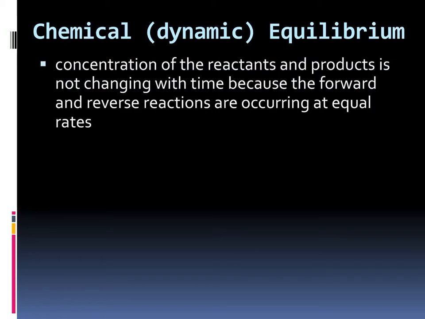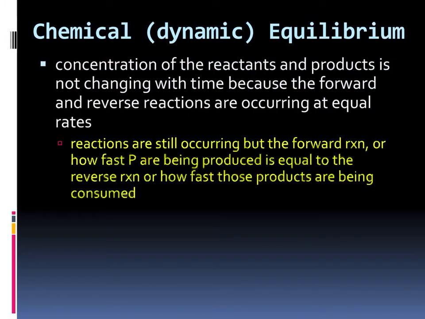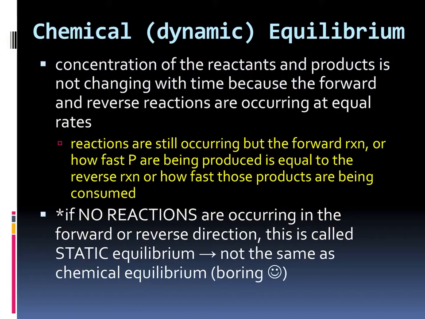Okay, so the overall concentration of reactants and products is not changing with time because the forward and reverse reactions are occurring at equal rates. If nothing is happening, then we call that static equilibrium, which is not chemical equilibrium, and I'm never going to use that word again. Really, we are considering when reactions are still occurring, but the forward reaction, or how fast products are being produced, is equal to the reverse reaction, or how fast those products are being consumed.